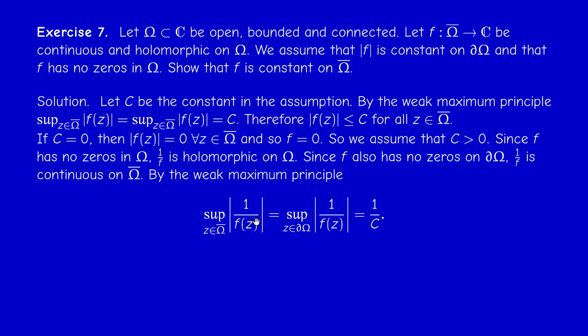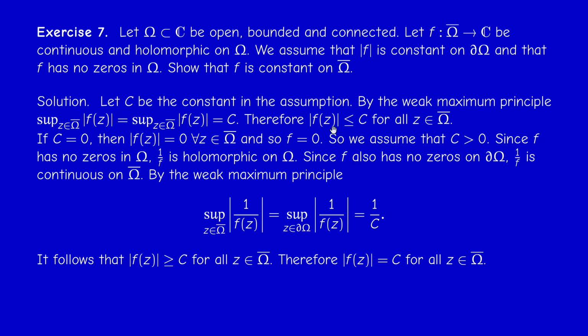The weak maximum principle applied to 1 over f tells me that the maximum on omega bar is the same as the maximum on the boundary, and it's 1 over c because on the boundary the modulus of f is equal to c. Therefore, 1 over the modulus of f is less than or equal to 1 over c. So when I reverse the inequalities, I get that the modulus of f is bigger than or equal to c, which is positive.